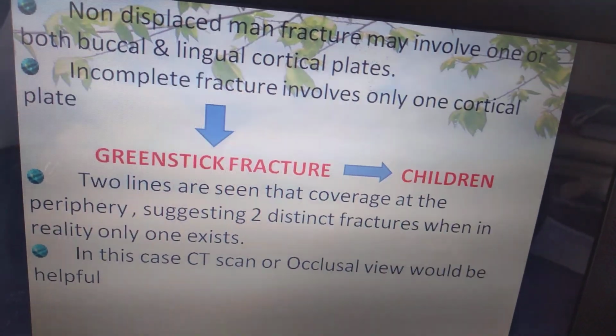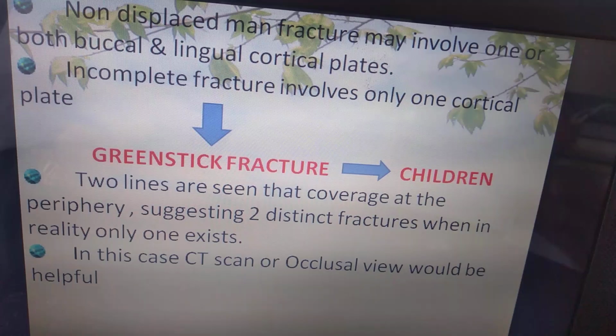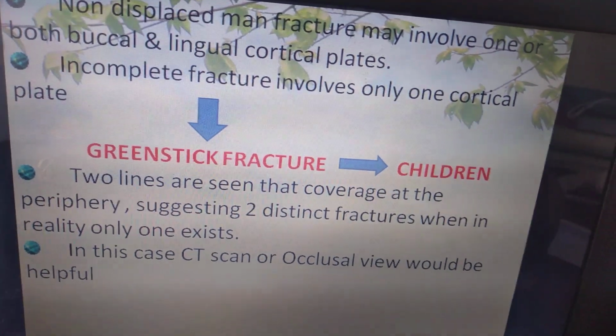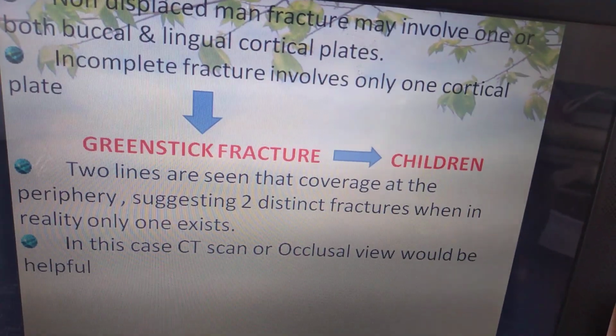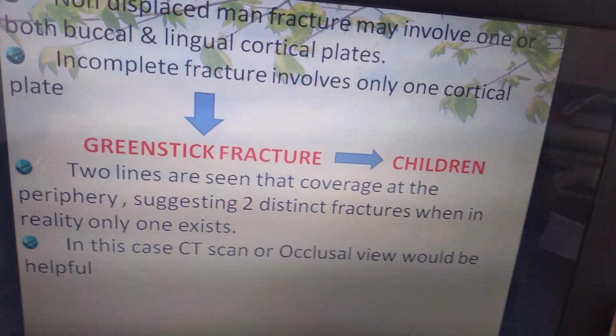Non-displaced mandibular fracture may involve one or both buccal and lingual cortical plates. Incomplete fracture involves only one cortical plate. That is, greenstick fracture, which occurs mostly in children.